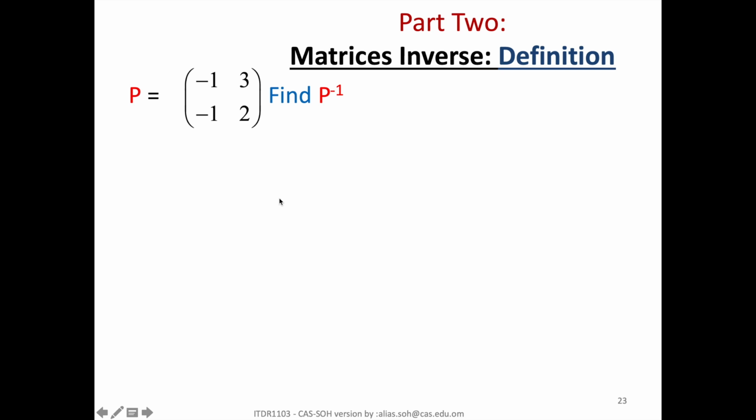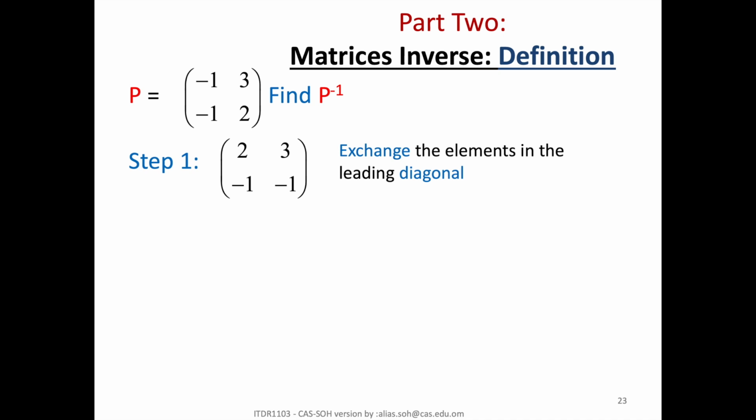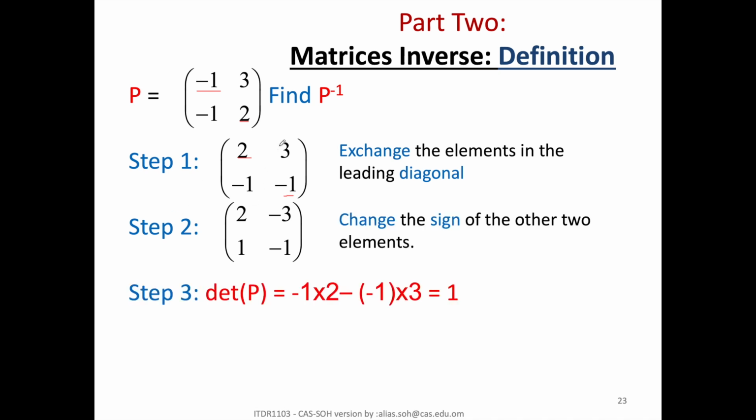Here is an example. We have a matrix P with minus 1, minus 1, 3, 2. Then we need to find the inverse, P inverse, following the previous steps. In step 1, we exchange the elements in the leading diagonal. So first we have minus 1, 2, and by applying the first step, we have 2, minus 1. Then in step 2, we change the sign of the other two elements, so we have minus 3 and minus 1.